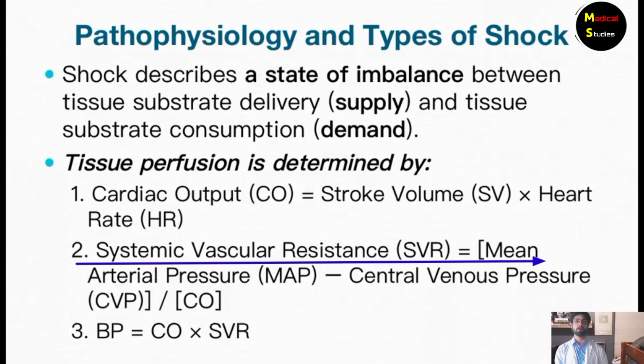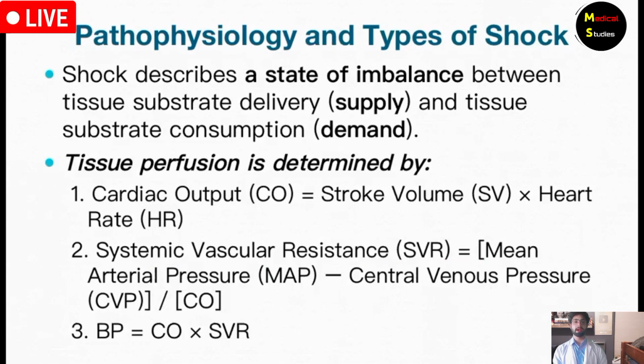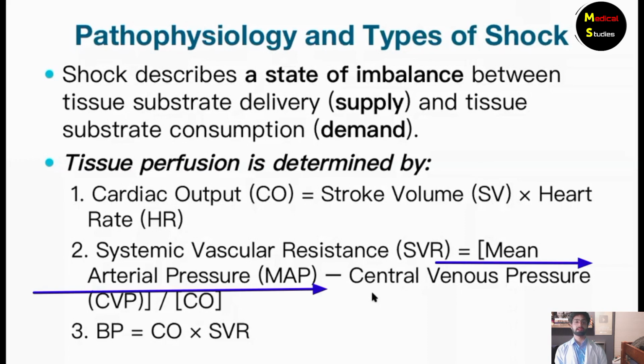Now the question is how to calculate systemic vascular resistance or peripheral vascular resistance. This is done by taking the mean arterial pressure minus the central venous pressure, divided by cardiac output. Now there is one new term for you, mean arterial pressure. What is this mean arterial pressure? If anybody knows, they can comment their answers in the comment section. This is a live class. Anyone answers? Okay, now see this.